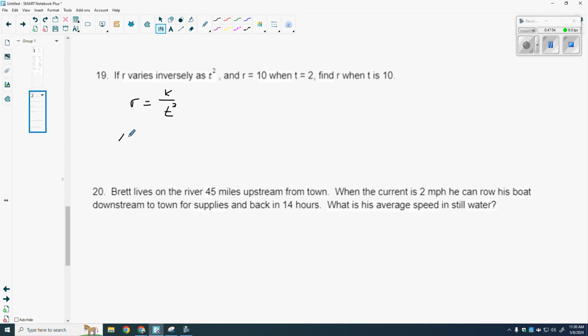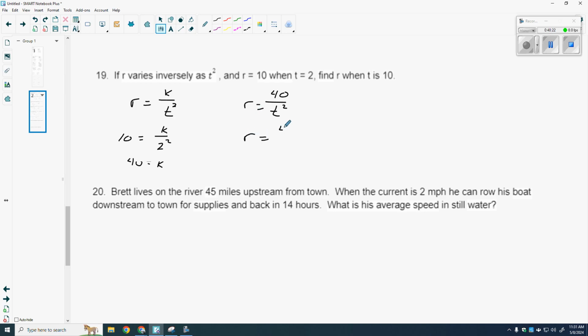Okay, plug in what we know. They say R is 10 when t equals 2. Plug in 10, plug in 2, work it out. K is 40. Go back to my equation. R equals K, which we now just found was 40, divided by t squared. So there's my generic relationship between R and t. Find R when t is 10.